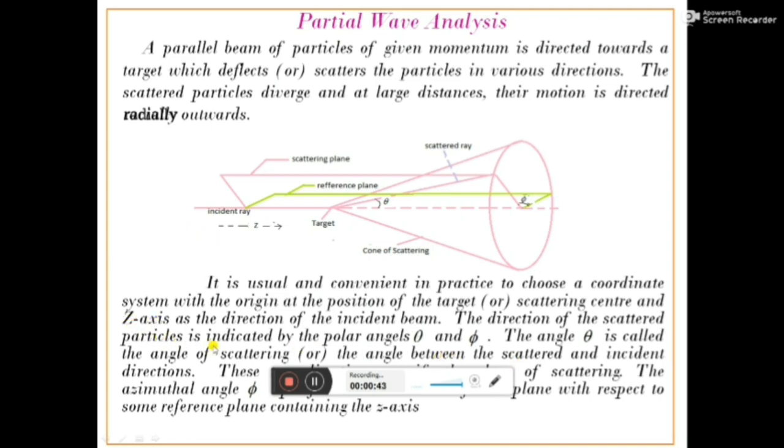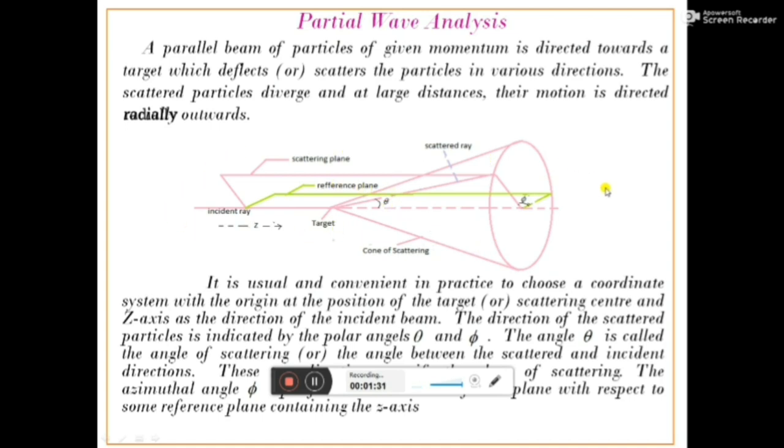The direction of the scattered particles is indicated by the polar angles theta and phi. The angle theta is called the angle of scattering, which is nothing but the angle between the scattered and incident directions. These two directions together define the plane of scattering. The azimuthal angle phi specifies the orientation of this plane, that is the scattering plane, with respect to some reference plane.